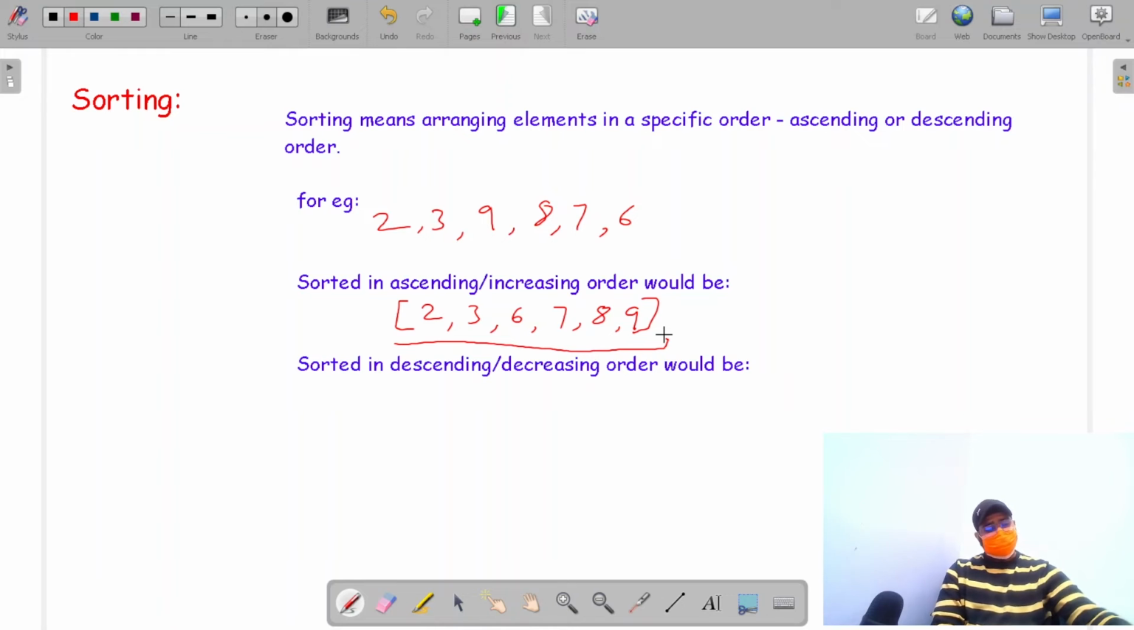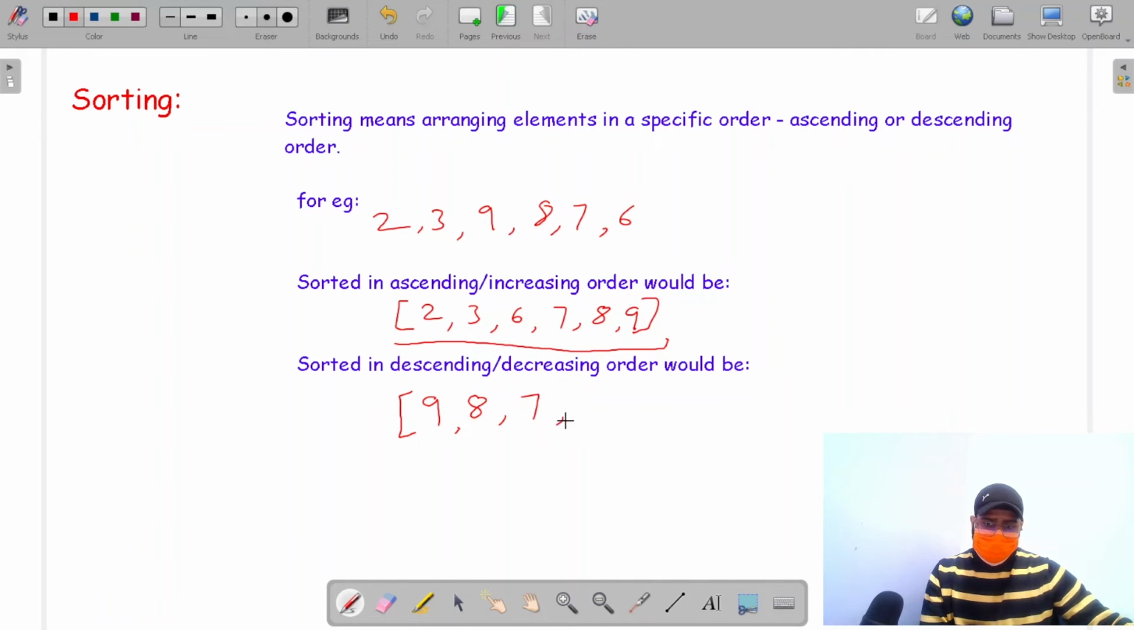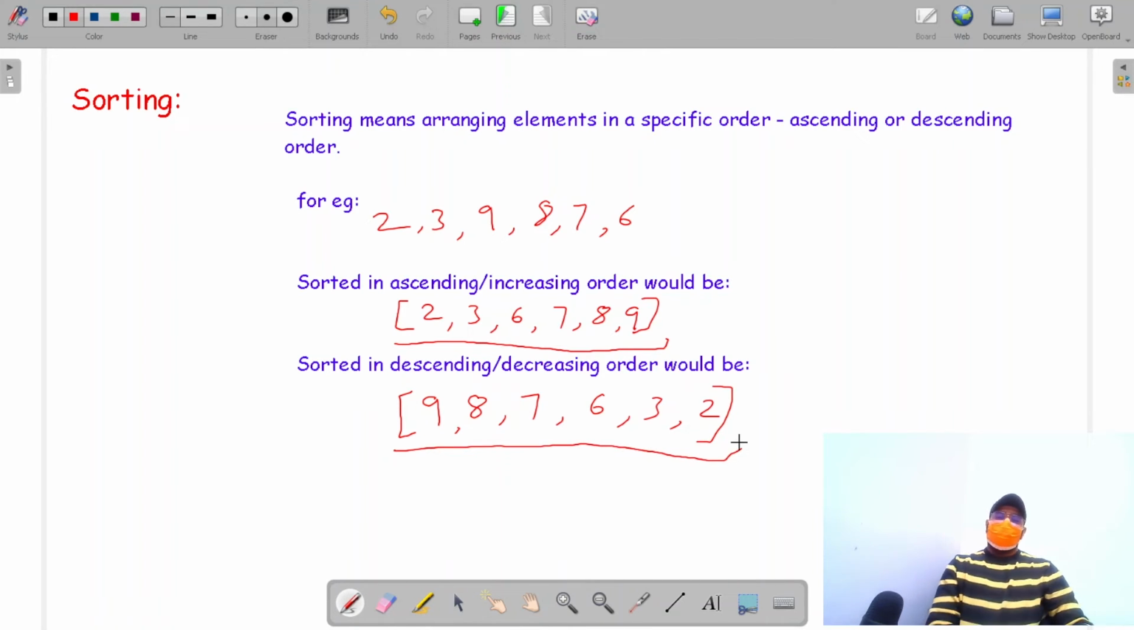Now there is another type also, that is sorting in decreasing or descending order. As we are familiar with the term, decreasing means we start with the largest number and go towards the smallest one. So it would be 9, then 8, then 7. I'm sorry, it keeps getting stuck a little bit. And then 6, then 3, and in the last we have 2. So the series that we got in the last is sorted in descending or decreasing order.